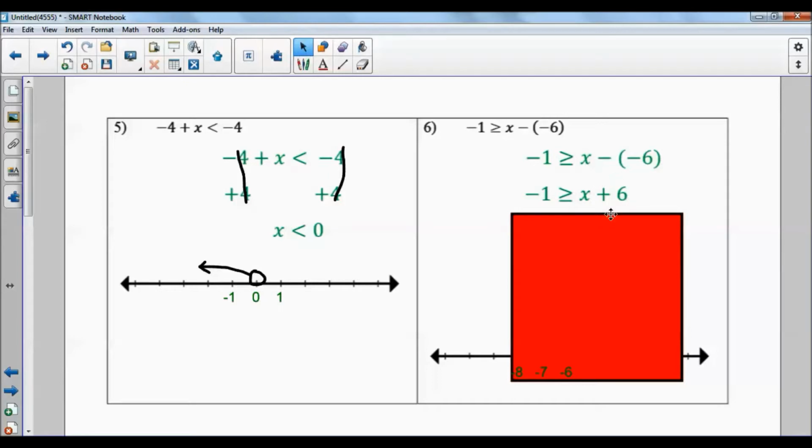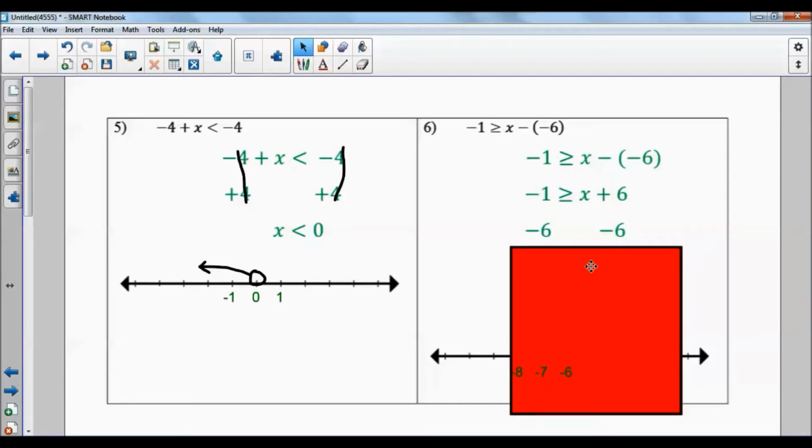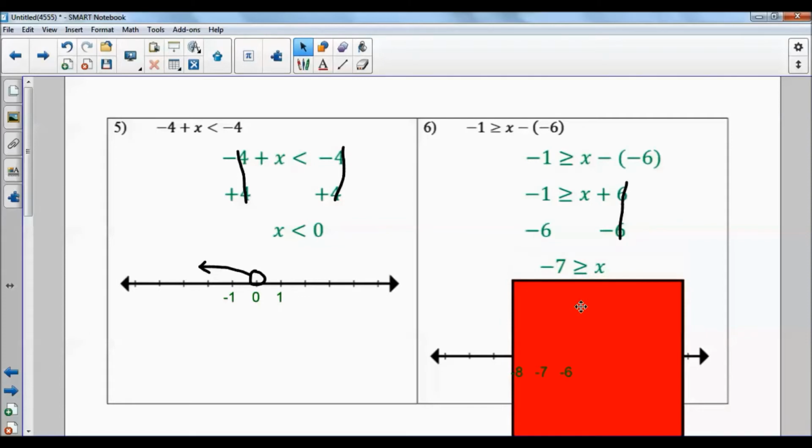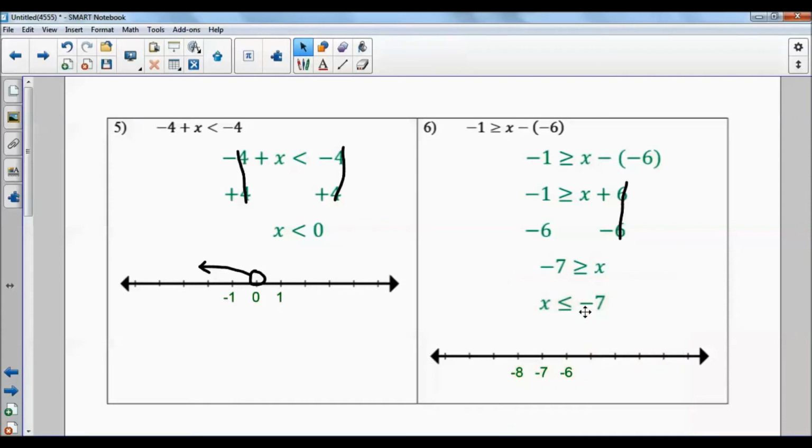To get rid of this plus 6, we're going to subtract 6 on both sides. When we do that, our 6's over here cancel out. Okay, so negative 1 minus 6 is negative 7, which is greater than or equal to x. And again, I want to flip it around to make it easier to graph. So right now, our little inequality symbol is opening towards negative 7, so when I flip it, I still want it opening towards negative 7. Okay, so then here it could be equal to, so we're going to do our filled in circle at negative 7, and then it's going to go to the left.